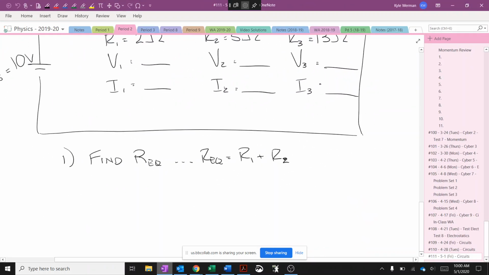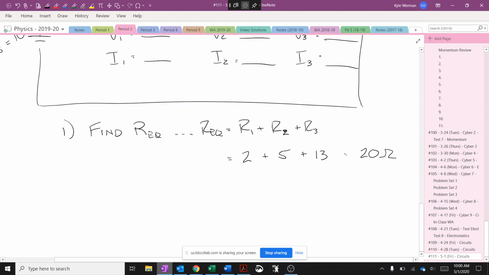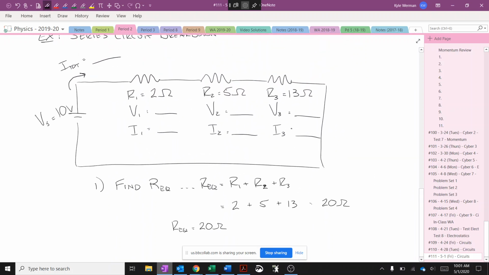All right, so we're going to basically add all 3 resistors, plus R3. And so all I have to do is take R1, which is 2 ohms, plus R2, which is 5 ohms, plus R3, which is 13, right? And you get a total of 20 ohms. Right, so I know that my equivalent resistance of my circuit is equal to 20 ohms. And usually we'll write that in here as well on my diagram, what REQ is. Right, and so now we've just found that to be 20 ohms.